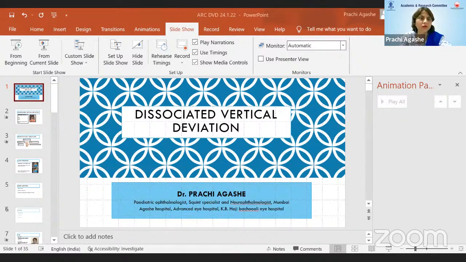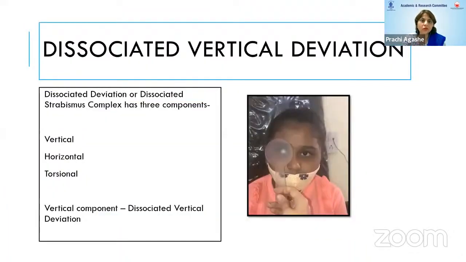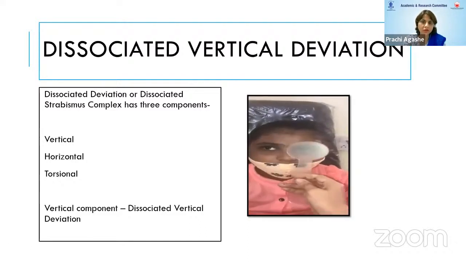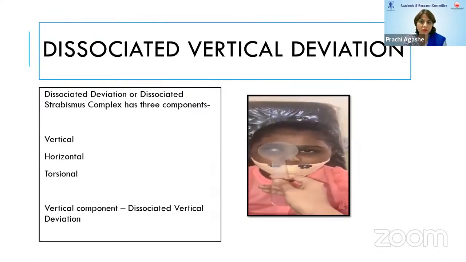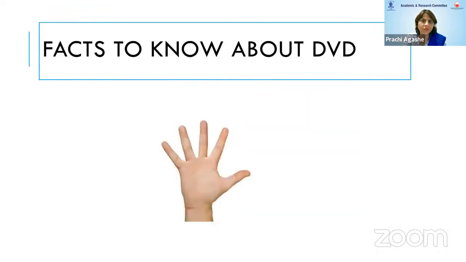And I'll be talking about management of dissociated vertical deviation. Okay. So dissociated vertical deviation is a part of the dissociated strabismus complex, which has three components, the vertical, horizontal, and the torsional component. The vertical component of it is labeled as a dissociated vertical deviation. As is seen in the video, we can see the eye moving from up to down.